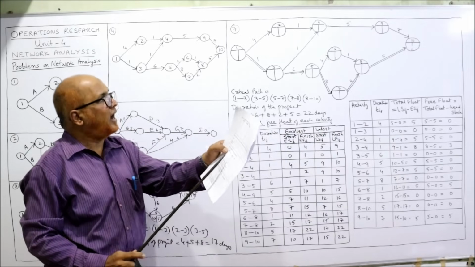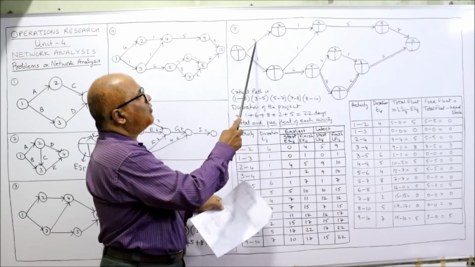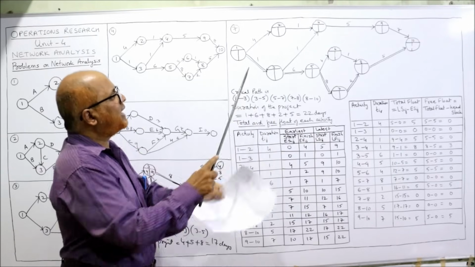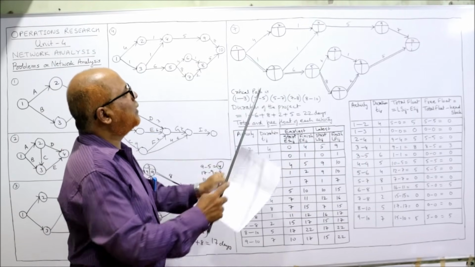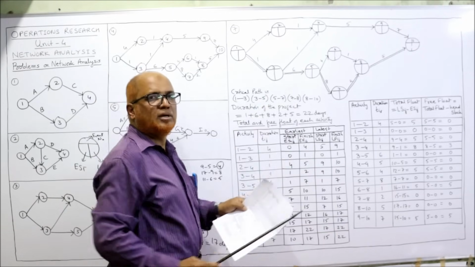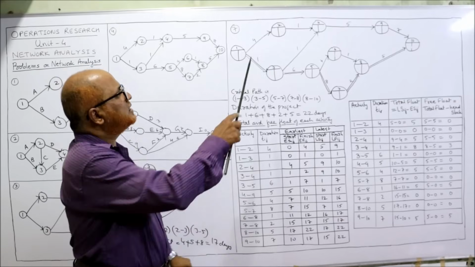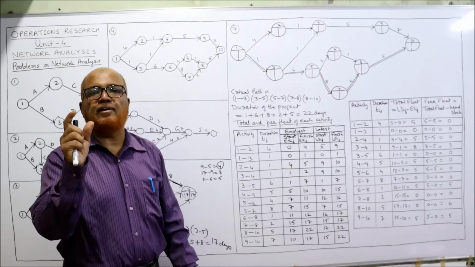These are the activities, and the durations are given: 4, 1, 1. 1 to 2 activity, 4 is the duration. 1 to 3 activity, 1 is the duration. 2 to 4 activity, 1 is the duration. Then 3 to 4 activity, 1 is the duration. Whatever durations are given, write them on the arrow mark, right? Now we have to find out the EST and LFT values.